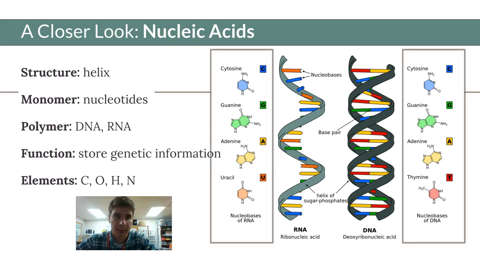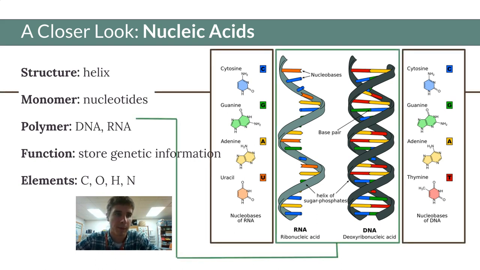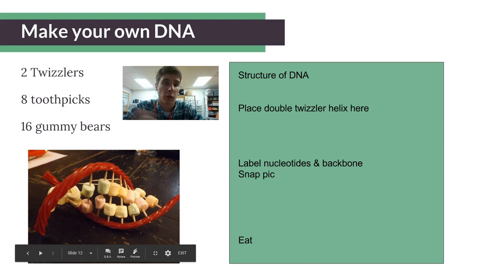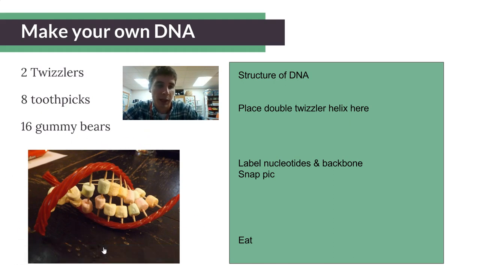Last part today, monomer, polymer. And this is what we did in class, just so you're familiar with this, just so you know that this is what we did. We took some Twizzlers and toothpicks and gummy bears, and then we made these nice, beautiful chains of DNA. And we labeled the different parts of our DNA and what each one might represent.